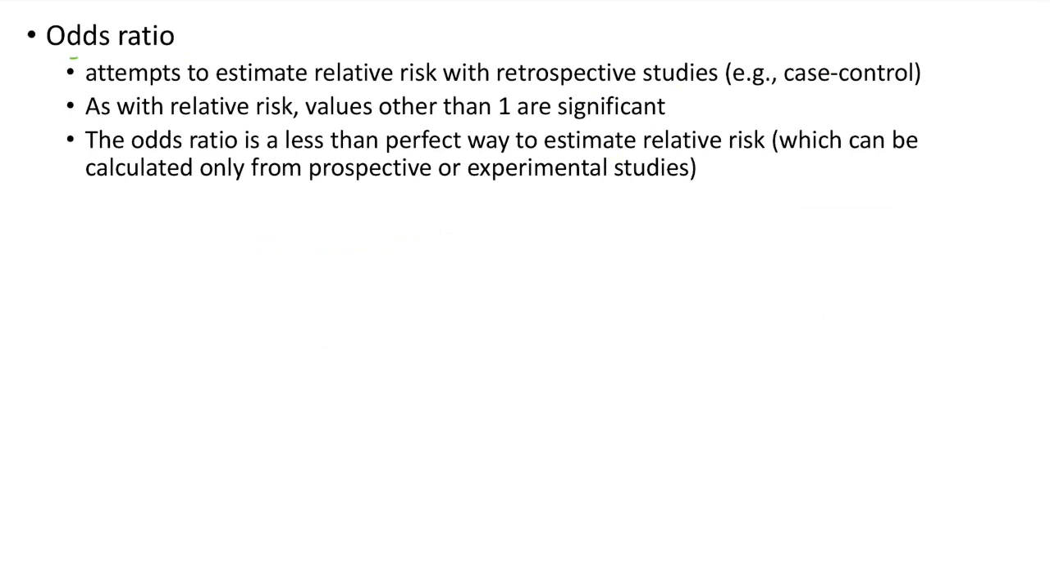Now let us see about odds ratio. It attempts to estimate relative risk with retrospective studies like case control studies. As with relative risk, values other than 1 are significant. The odds ratio is a less than perfect way to estimate relative risk. Remember, relative risk can only be calculated from prospective or experimental studies.